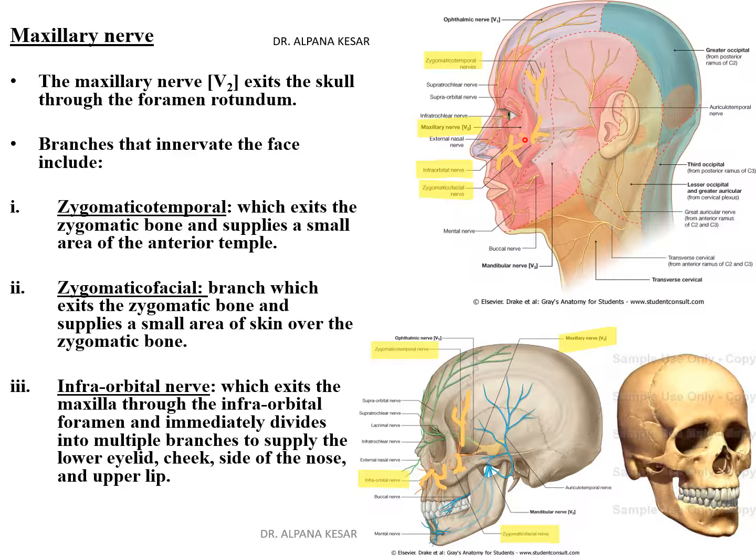Through these three branches, the infraorbital nerve supplies the skin of the lower eyelid, skin of the nose, skin of the upper lip, and the cheek.